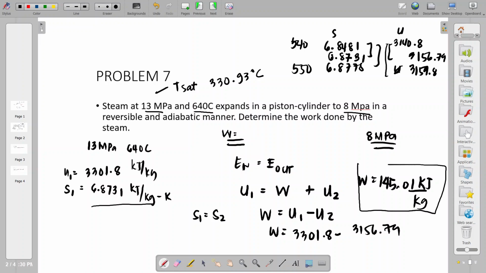Ang work natin is palabas. Okay. Kasi hindi na siya naging negative dahil ang work natin is palabas. Nilagay natin siya sa outside na part dun sa right side. Okay. So, that's it. That is for problem number 7.